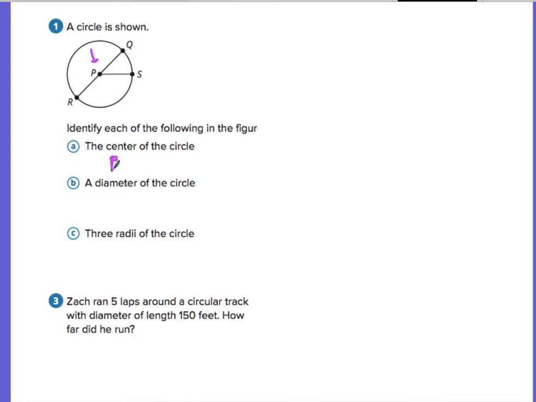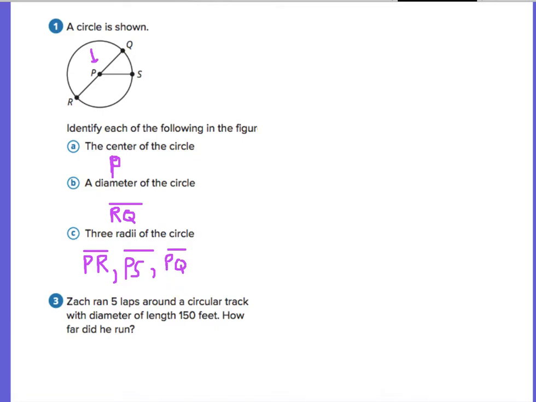A diameter, remember diameter goes all the way across the circle, so that's going to be through the center, so R to Q. The way that you're going to show that is you can write RQ, or you can write QR and put a line over it. 3 radii go from the center to edge. So our 3 radii can be PR, and put a line over it, PS, and PQ. You could write the letters in different orders. You could write QP, you could write SP, you could write RP, but we should have all 3 of them.